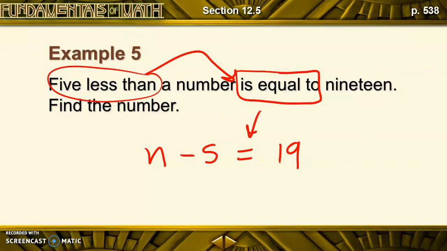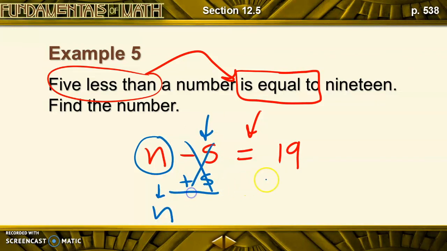Now, same thing's going to apply. I'm going to go ahead and circle my variable. My variable is n, and the buddy is -5. What's the inverse operation, or the opposite of -5? +5. So I'm going to go ahead and add 5 on this side. Now, because this is math and math is fair, I have to add 5 on the other side. So 19 plus 5, we're going to go ahead and get 24. So n is equal to 24. So 5 less than 24 is equal to 19.